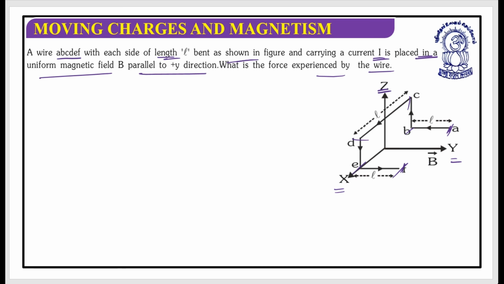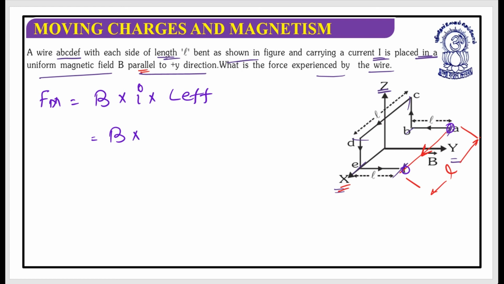From beginning to ending, it should look like this: this is the length segment of the wire, and it is moving in the x direction. You can see it is moving in the x direction, and magnetic field B is parallel to the y direction. So first let's calculate the magnetic force magnitude, which is B into I into L effective. If I connect this point to this point, the initial point to the final point, I would have a value of L. So this would be B into I into L.